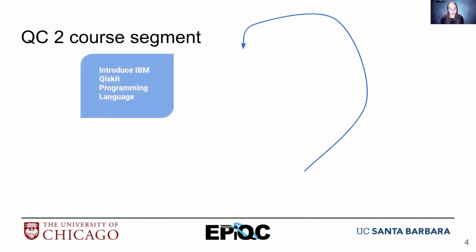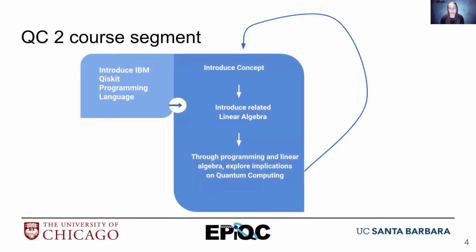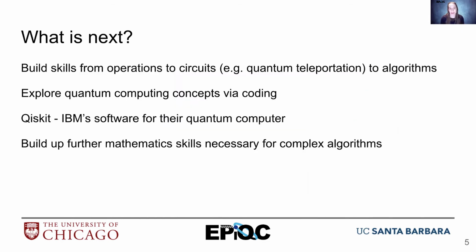In the second course, we're going to introduce the IBM Qiskit programming language at the very beginning. This time we're going to be introducing concepts again, introducing the related linear algebra, and then through both programming and linear algebra, exploring the implications on quantum computing. So this is much more of a programming and mathematically oriented class than it is just about gaining intuition.